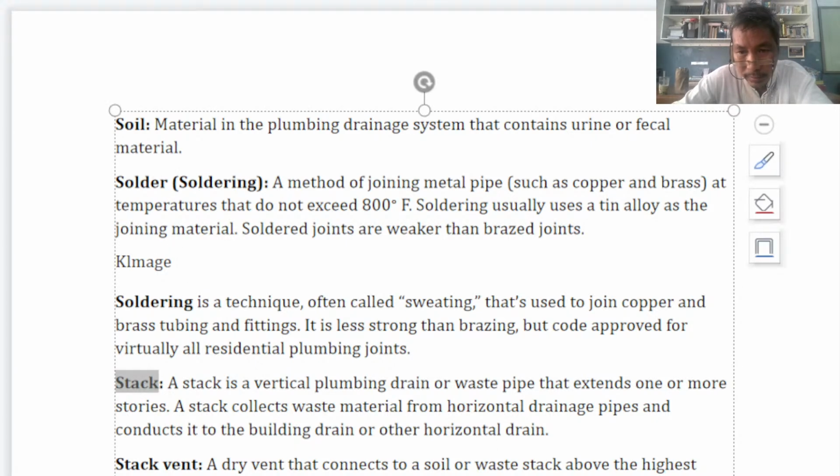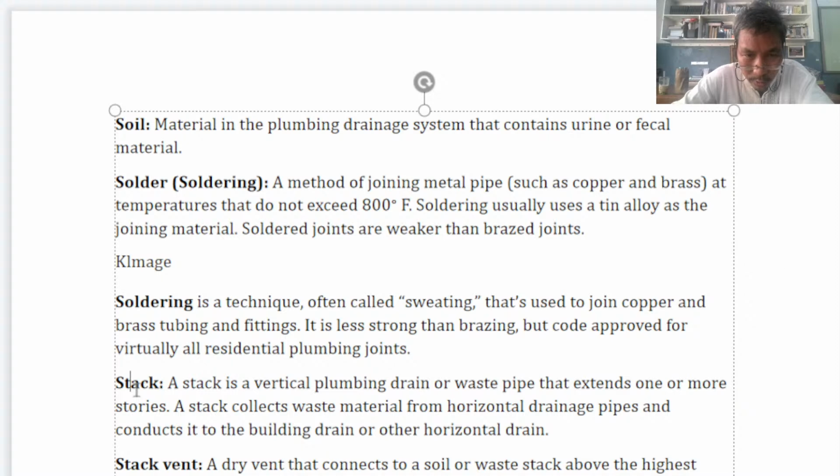Soil. What do you mean by soil? This book also defines soil as material in the plumbing drainage system that contains urine or fecal matter. What do you mean by fecal? Fecal means the human waste, the solid part of human waste. That is what we mean by fecal material. Not only human waste, for example, animal waste. So, animal or human waste.